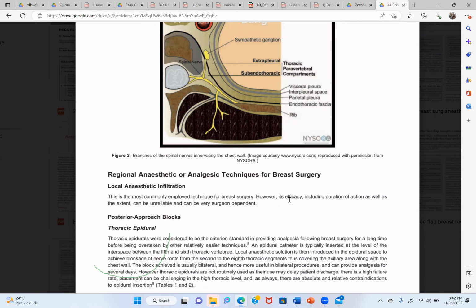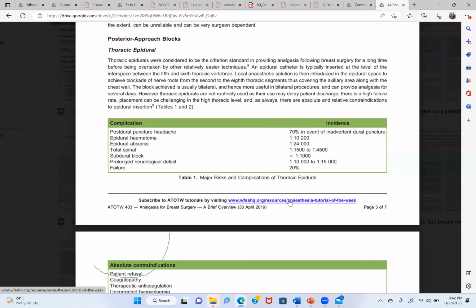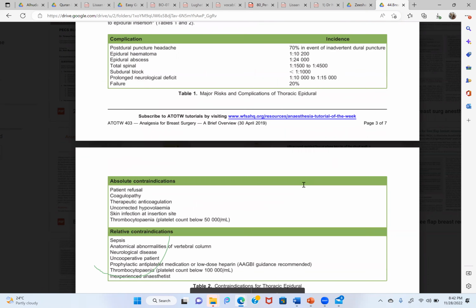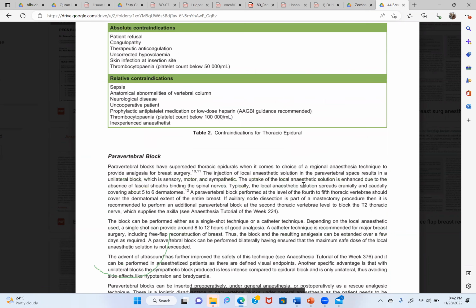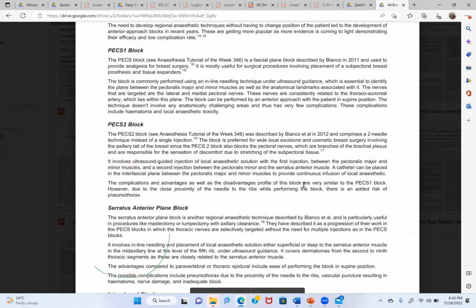So erector spinae block works because the medication, when we are spreading it, is migrating to the paravertebral space as well. There are different studies which have been done, and according to the scenario, you will be using any of these regional anesthesia techniques. But the compartment blocks, the PECS blocks, are more preferable these days because they are simple and very effective in giving good analgesia.